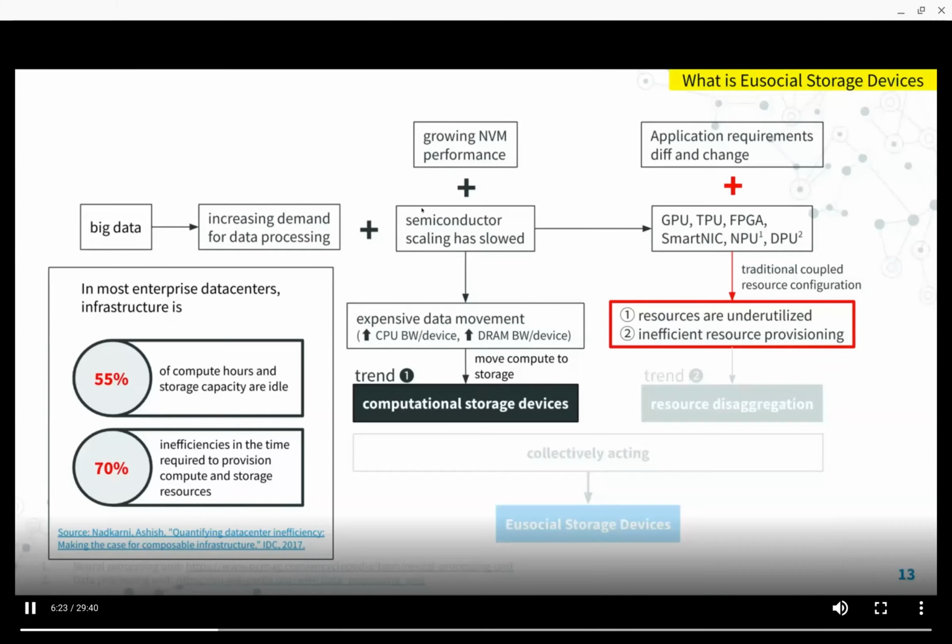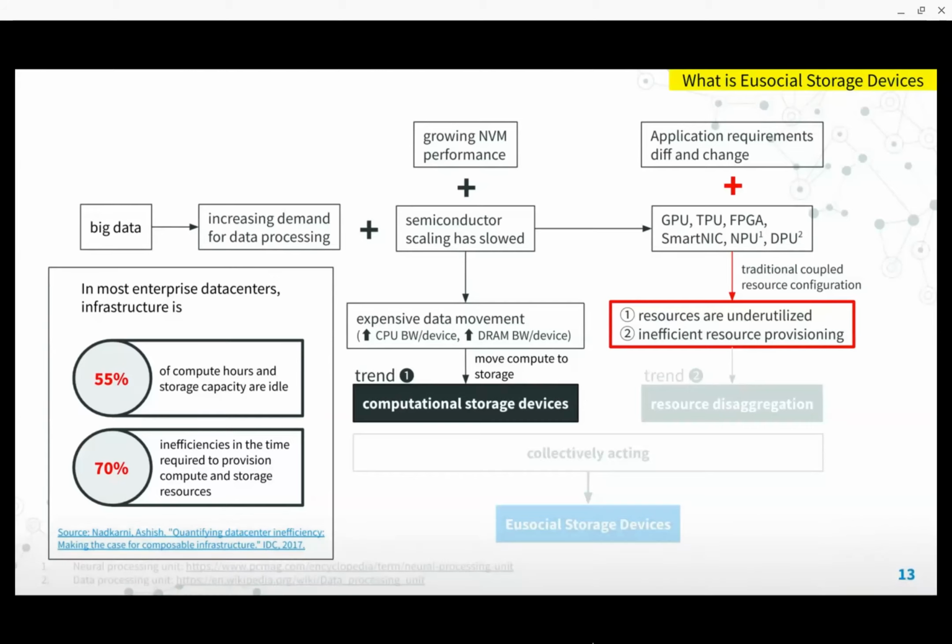BBC report found that in most enterprises data centers, the infrastructure has about 55% of the computing power.